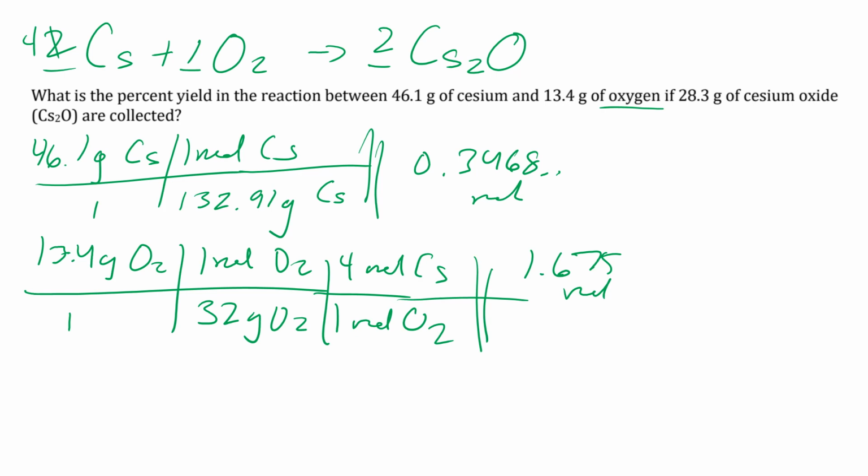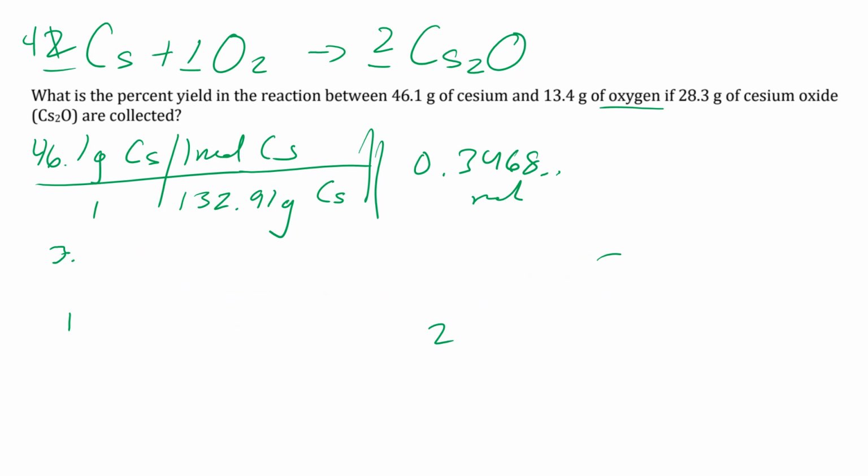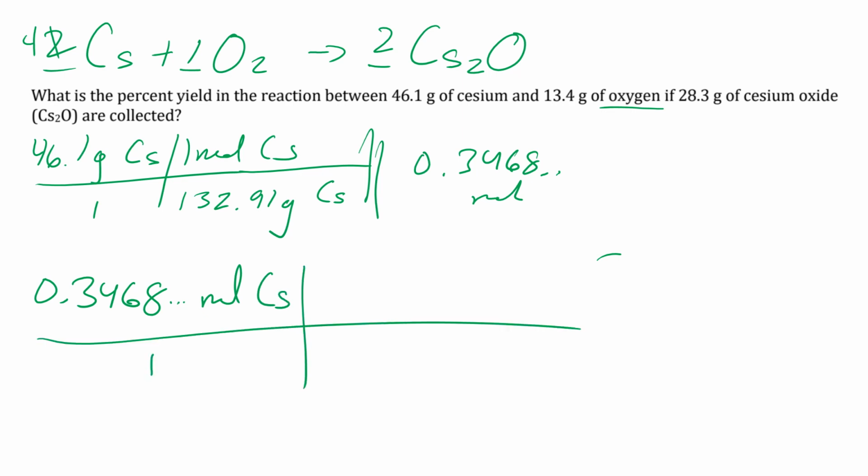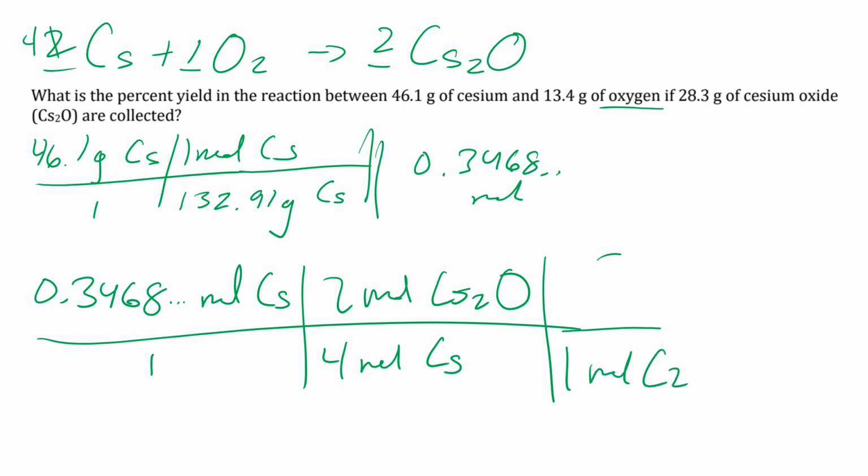Yeah, it makes sense because 46 divided by a bigger number, 132. Okay, so then that means my limiting reactant was cesium. Converting that over to cesium oxide, so I'll do 0.3468 moles of cesium. 4 moles of cesium on the bottom for my mole to mole, 2 moles of Cs2O. My molar mass, 1 mole of Cs2O. On the top, it's going to be the molar mass.